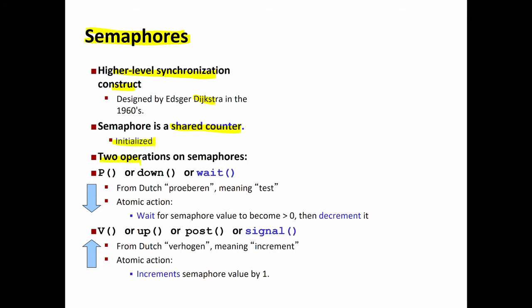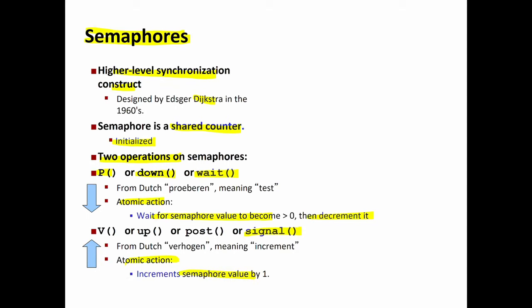We have two operations on the semaphore. These operations have different names, but we will be using wait or signal. Wait also means down, or P from Dutch, as proposed by Dijkstra. Wait, or down, is an atomic action that waits for the semaphore value to become positive and then decrements it. Signal means post, or up, or V. It increments the semaphore value by 1.